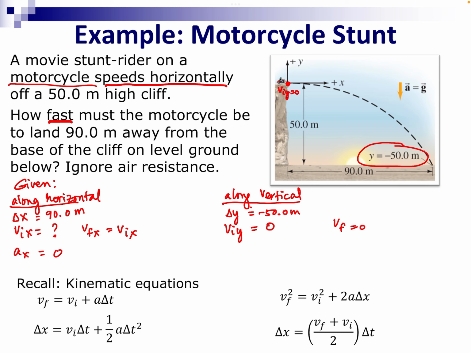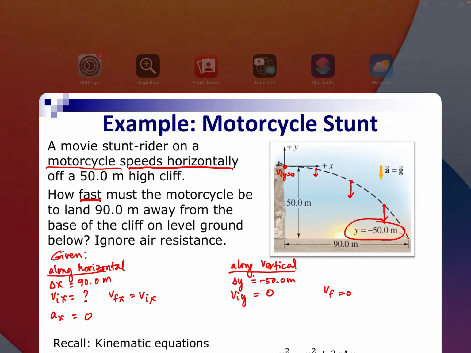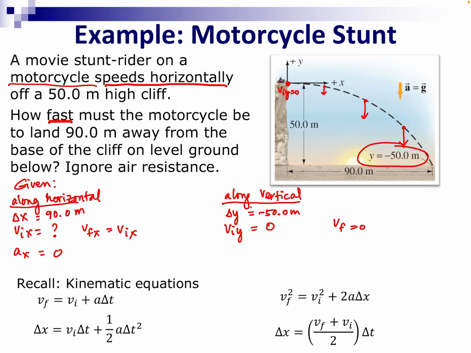But as we've seen in the diagram for projectile motion, the velocity along the y actually increases as your object goes down. So this is the final velocity after the motorcycle hits the ground. It's not 0, but the final velocity along the y is something we don't know. It's unknown. It's not given as well.